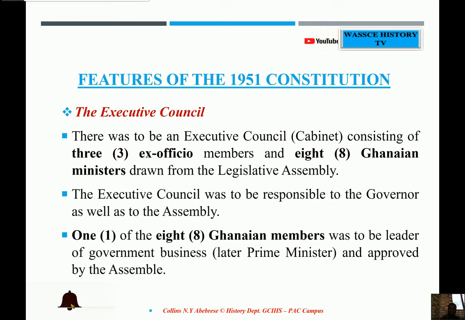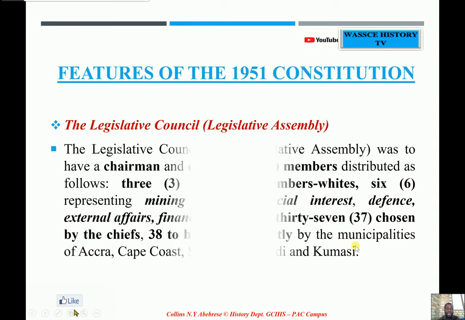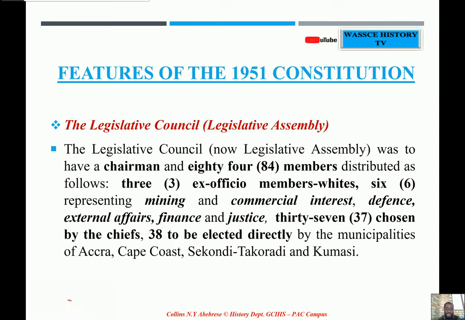And so in a way we can see that the Arden-Clarke constitution, or the Coussey constitution, addressed some of the challenges that came up after the Second World War. Now let's look at that of the Legislative Council, or the Legislative Assembly, which we now call it. The Legislative Council was to have a chairman and also 84 members, so including the chairman, it would have 85 members. And these 85 members are distributed in this way.